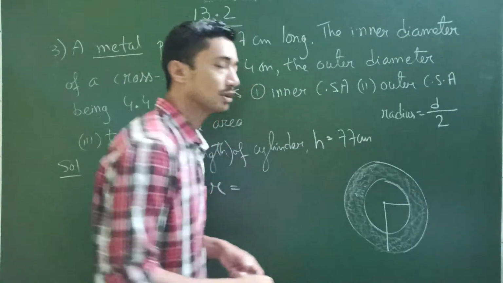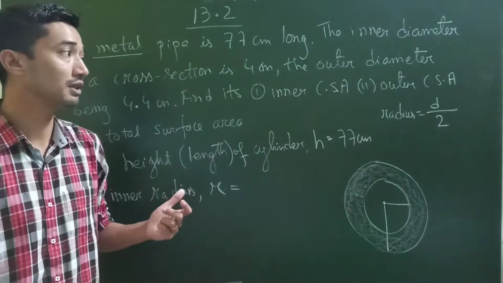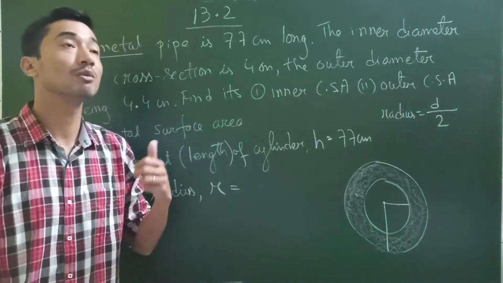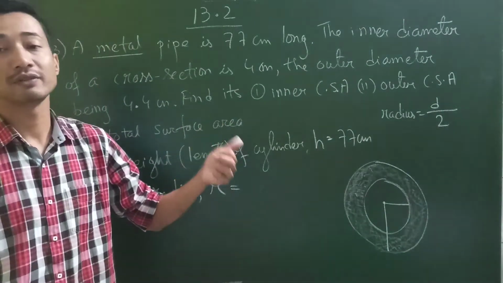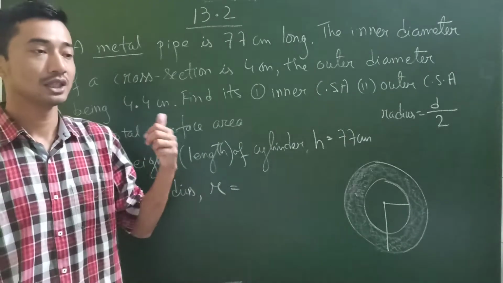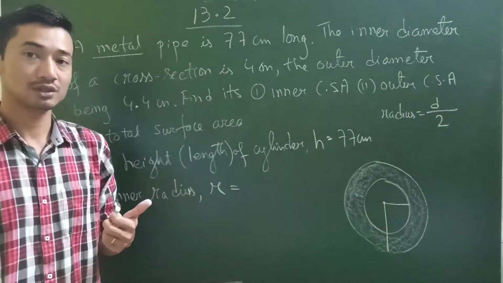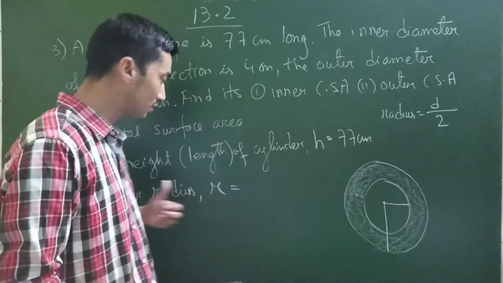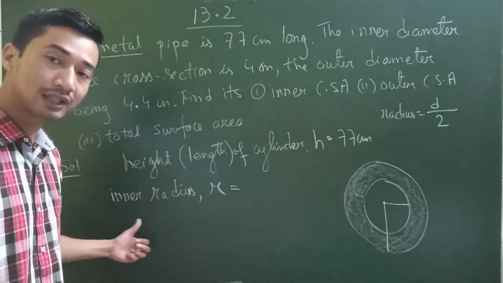Diameter by 2. So whenever you get these questions of diameter, please make sure that you first get the radius by dividing the diameter by 2, because usually we do not need the value of diameter except for the radius. Radius is what we need. So radius will only be diameter by 2. Let's not write down too many things. Let's calculate the inner radius directly.